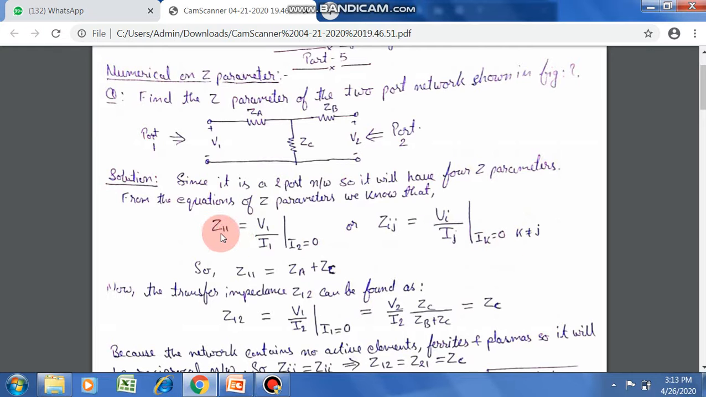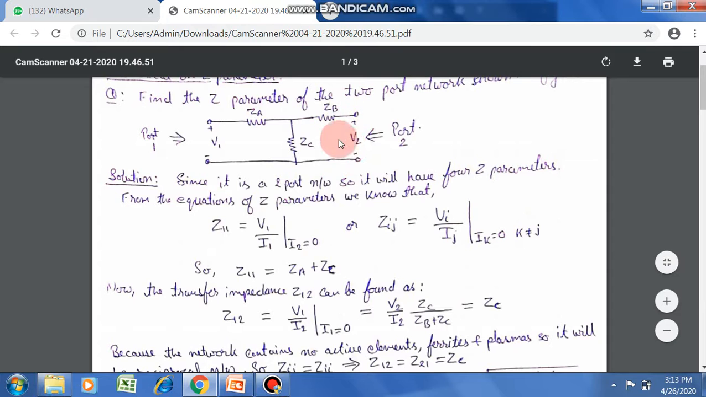So we have to find Z11. So input and output both are at one port. So it will be V1 upon I1, and I2 we have to make 0. I2 equal to 0 means this port is open. We have to make this port open. So when you make this port open and you have current in this port, which is I1, I1 will go like this and it will come back from there. It will not go to ZB. So if you apply Kirchhoff's law here, then V1 over I1 will come ZA plus ZC. So Z11 is equal to ZA plus ZC.